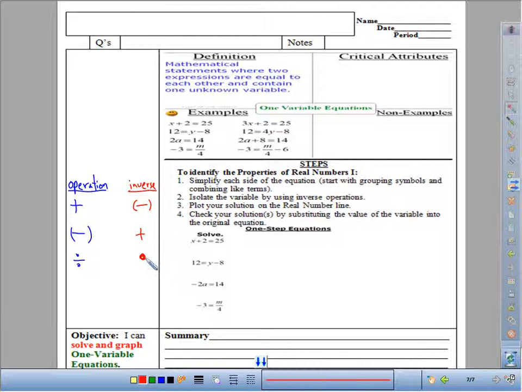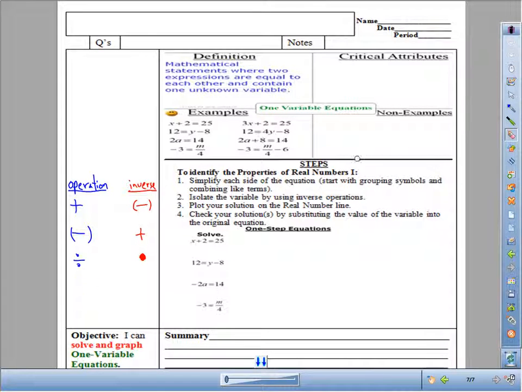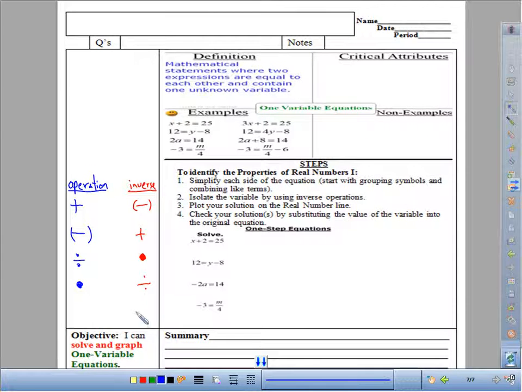Multiplication. I'm just going to use a big dot. Since we're going to be using more variables now, I want you to start using the big dot, please. Okay? All right. And if our original operation was multiplication, therefore, the inverse will be division.